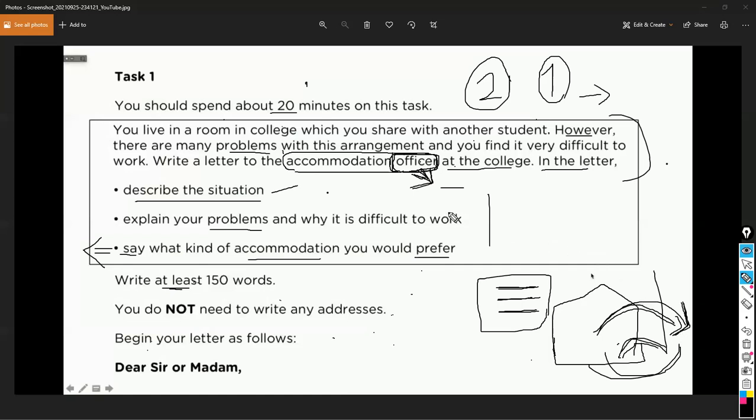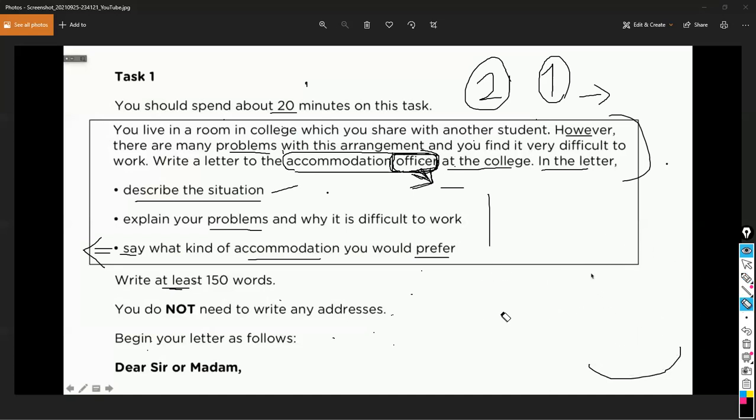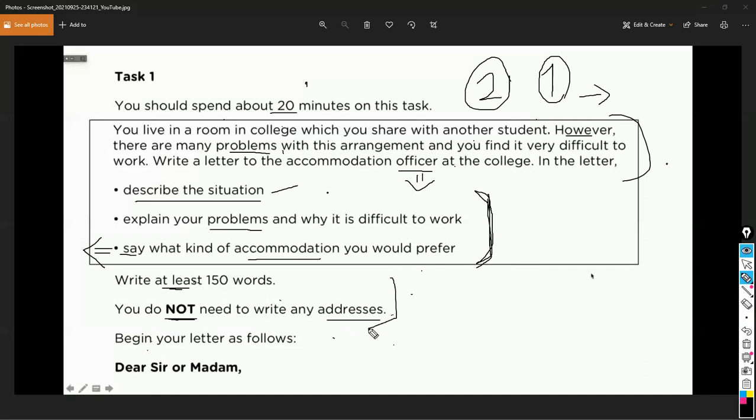Now, because this is an officer, it is formal. If my letter is to an officer, a teacher, a professor, or my boss at work, no, no, guys, please, it is totally formal. It is 100% formal. Now let's learn, guys, the way to write the best formal letter for this prompt. Here, I don't have to mention any address. These are the rules. I have to stick with them.